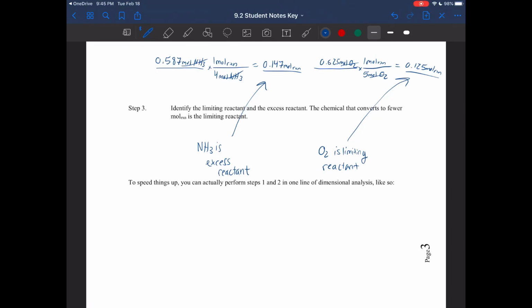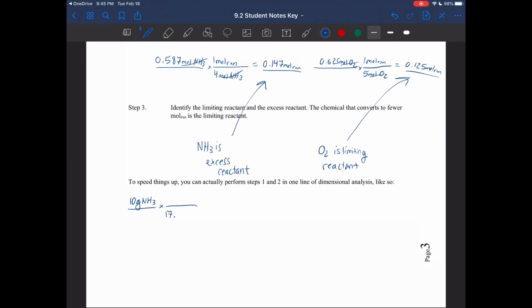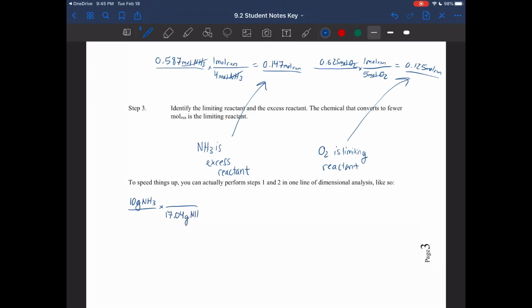Like for example, NH3, we started with 10 grams of NH3. And then we're like, okay, we need moles of NH3, so we put the molar mass on the bottom to convert it to moles. What was that? 17.04 grams of NH3 in 1 mole of NH3. So that cancels out our grams of NH3. And then we were trying to convert it to the amount of reactions that happened. So we said that in every 1 mole of reaction, there were 4 moles of NH3 that were used up. Okay, and you can set this all up in one step just like that. This is my preferred method.